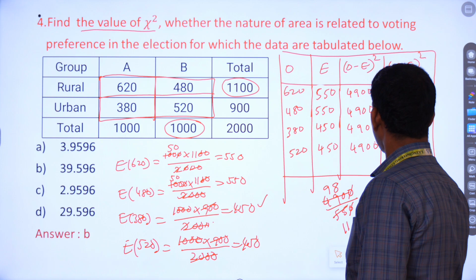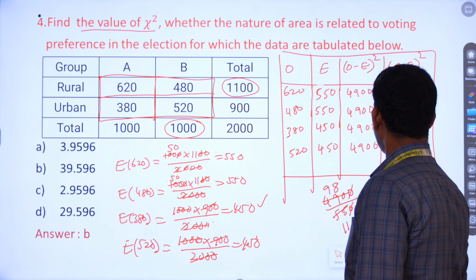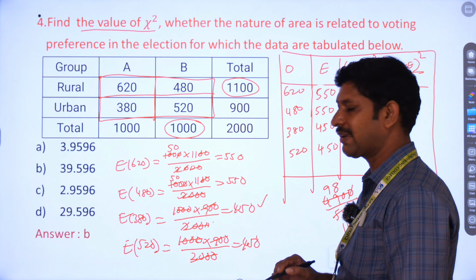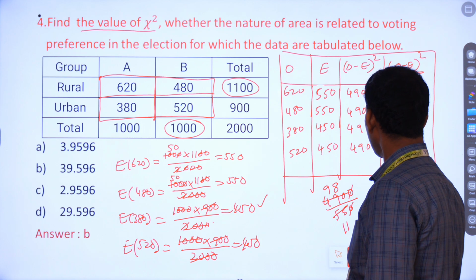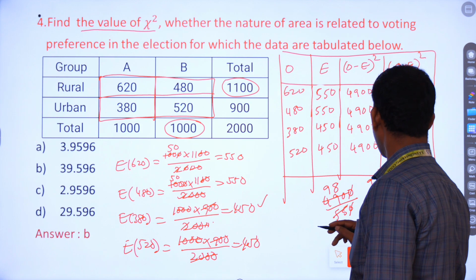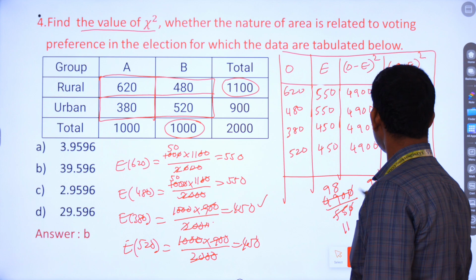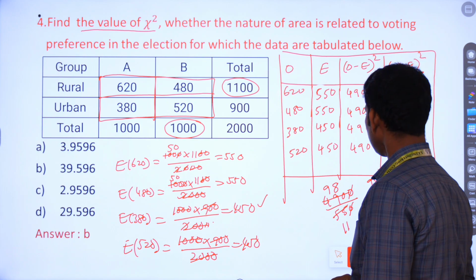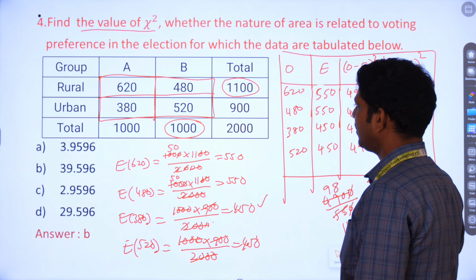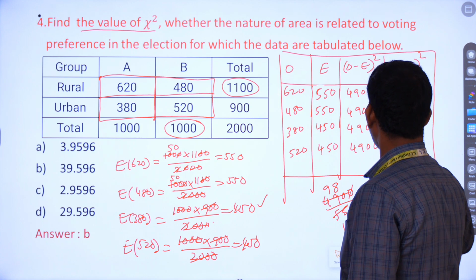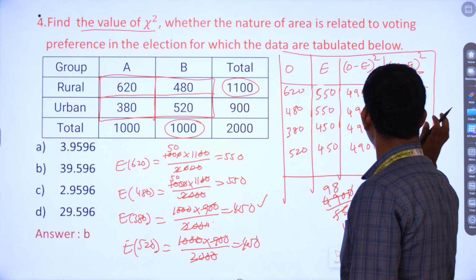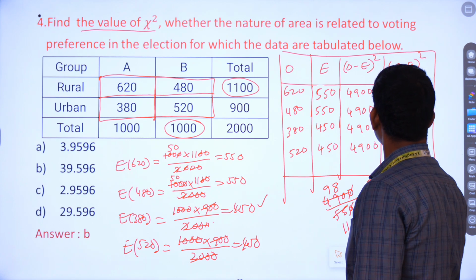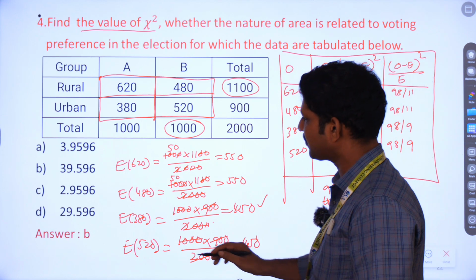Next one, 4900 divided by 450. Again the 10 gets cancelled, and we can divide by the 5 table: 9 times 5, remaining 40, which is 8 times, giving 98 by 9, which is also 98 by 9. If you calculate the value, the answer is B.